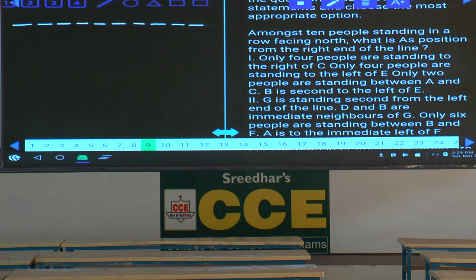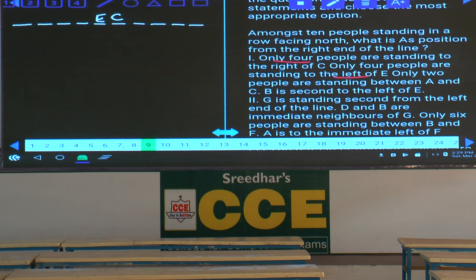Only 4 people are sitting to the right of C. Hence C must be at this place. Because all the persons are facing towards north, this C must be fifth from the right end of the row, because only 4 are to the right hand side of C. Only 4 people standing to the left of E. As only 4 are standing to the left of E, E must be at this place, isn't it? E and C are adjacent to each other.